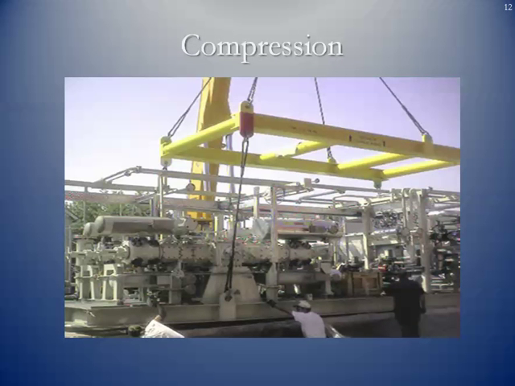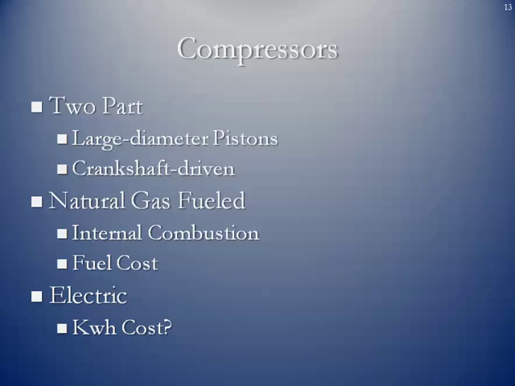Here's just a quick picture of some compressors. This is what's known as a horizontal compressor. The actual pistons that draw the gas in and push it back out are in fact laid out horizontally. Compressors themselves have two parts. You've got these large diameter pistons, and those are the ones that draw the gas in and push it out, in other words, increase the pressure by using these pistons, and these are driven by a crankshaft.